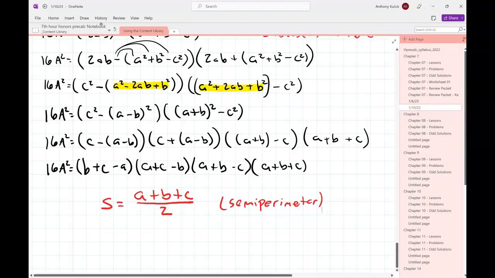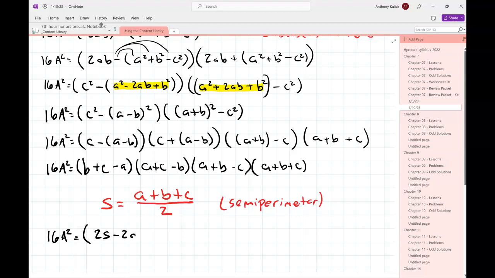So if I go ahead and make some common denominators and do a little bit of rearranging, this first piece becomes 2s minus 2a. Then I have 2s minus 2b. And I have 2s minus 2c. And then I just have 2s.